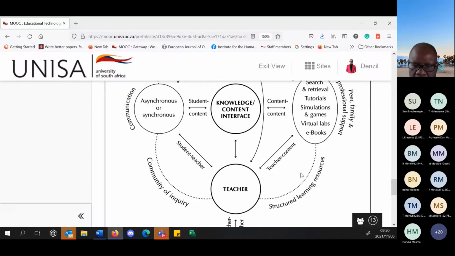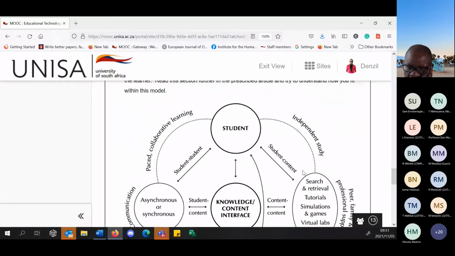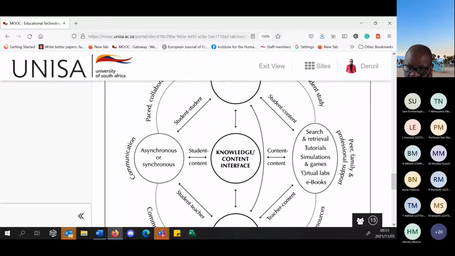So this diagram, this model that Anderson proposes as part of the learning theory, is quite an interesting way for us to think about instructional design. And remember, part of us looking at educational technology integration is also about thinking very carefully about what we mean by instructional design, right? So those instructional design elements now come to the fore, okay?